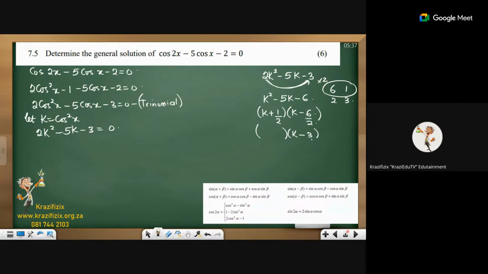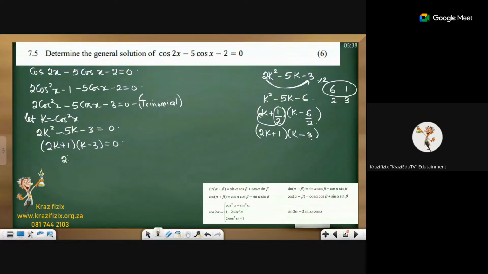I don't want to have a 1 over 2 here. I'm going to add 2k plus 1. That's my factorization. Please, let's learn to factorize, whichever method you can use. That is one method, all right? So I could then say (2k plus 1)(k minus 3) equals 0.